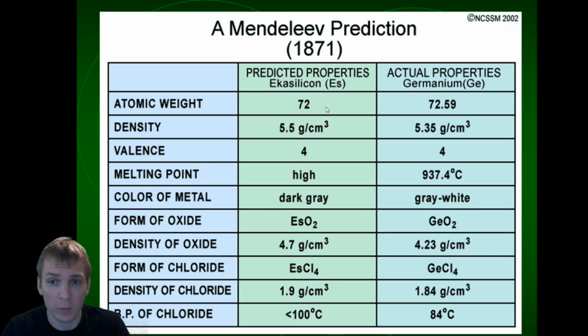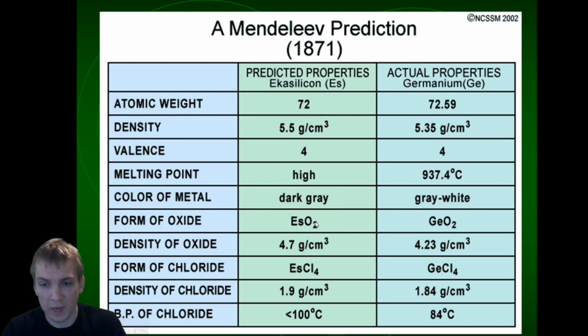He said the atomic weight was 72, where the weighted average is 72.59. The density, he said it was 5.5, where it's actually 5.35. Very close. Valence electrons, we'll talk about that later, but that's an easy thing to predict. 4, so he was right there. He said it was a metal and that it would have a dark gray color, but the actual property is that it's gray-white, so maybe a little bit off, not too far off.